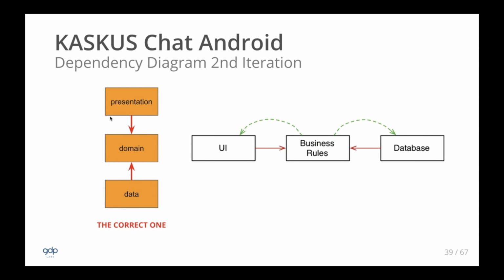This is the correct dependency diagram, which is also our second iteration. The domain is like the business rules. Presentation and data are like the UI and databases. It's similar to this diagram we've seen before. The dependency arrows should point inward into the business rules.